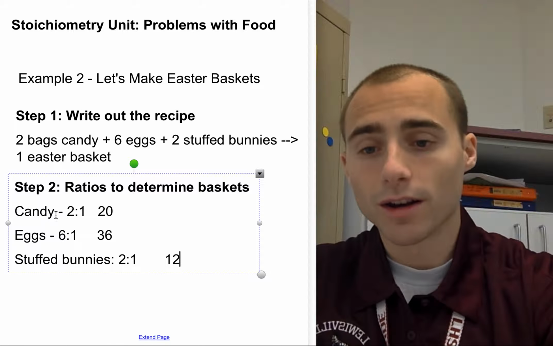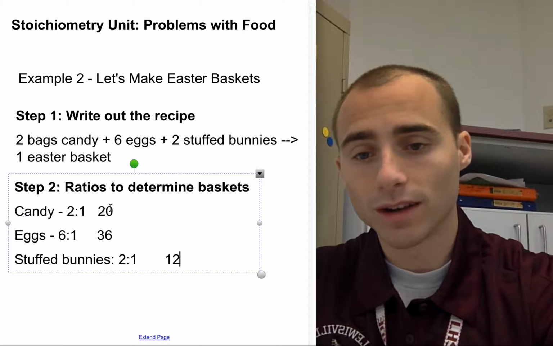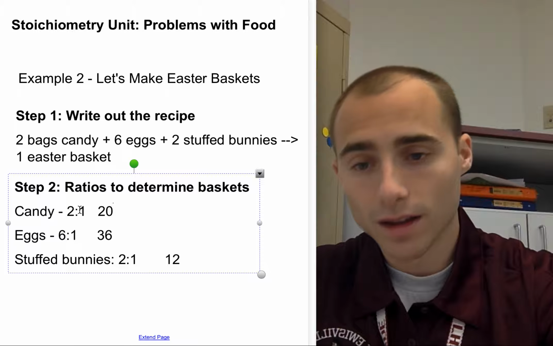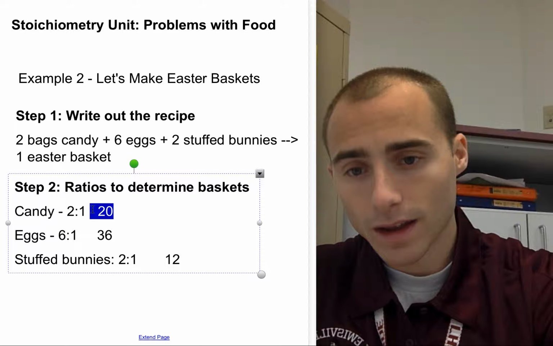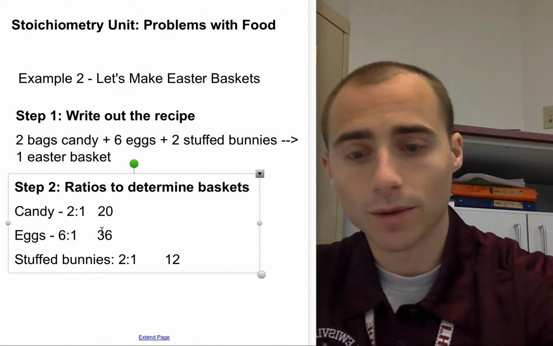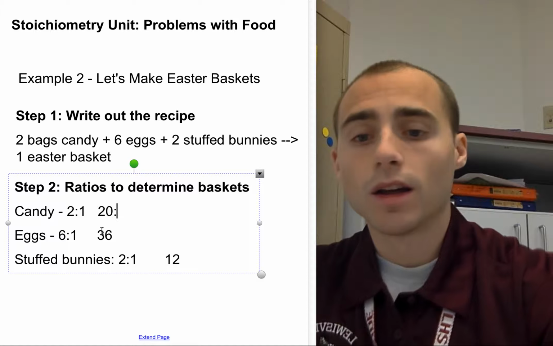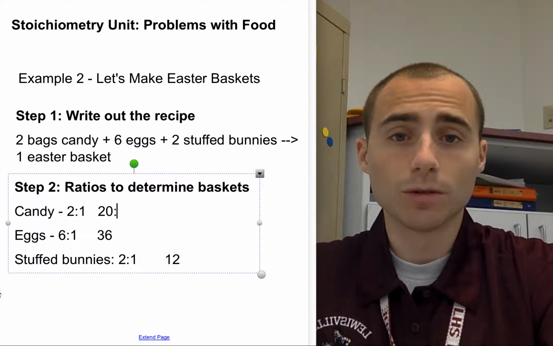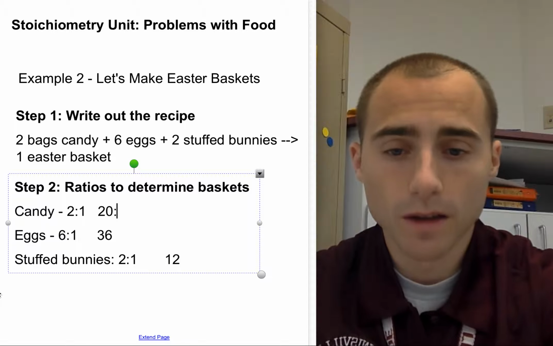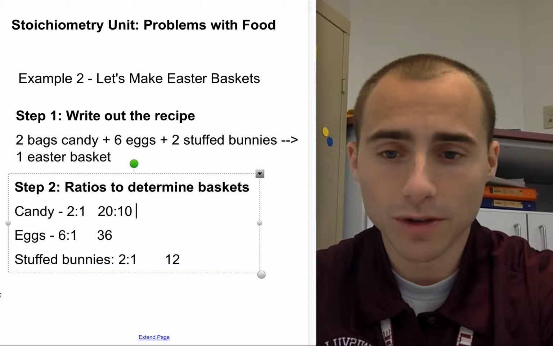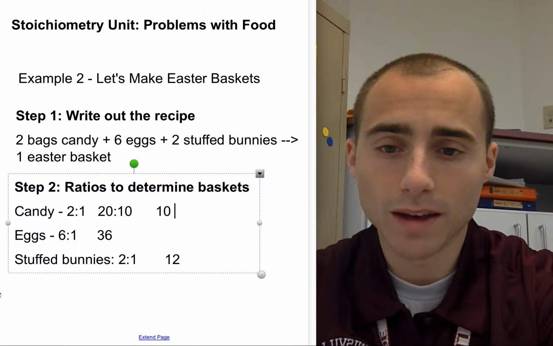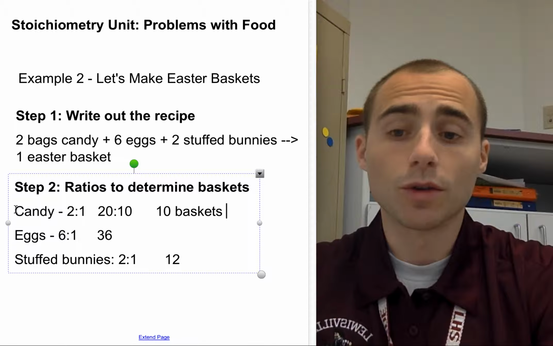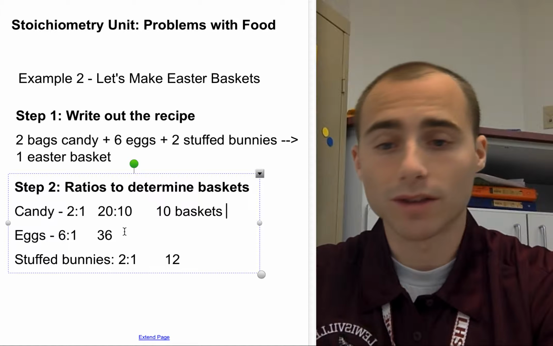So right here, candy, we have a 2 to 1 ratio. So we need to set up 20 in a 2 to 1 ratio, meaning this number has to be 2 times as big as whatever number we put on the side. So easy way to do that, 20 divided by 2. What's 20 divided by 2? It's 10. So keep the ratio the same. It's 20 to 10. That means we could make 10 baskets with this amount of candy. So if we have that amount of candy, we can make 10 baskets.